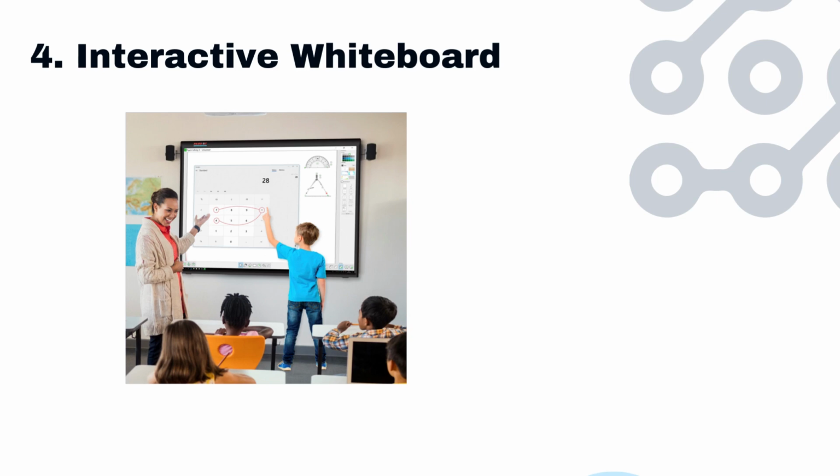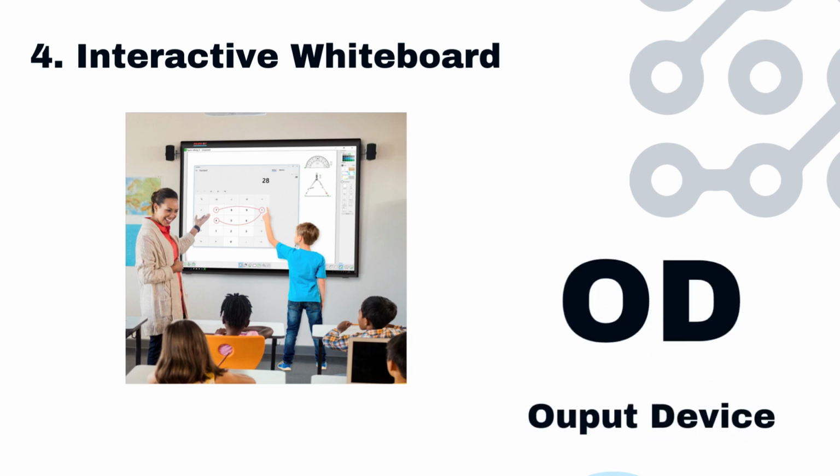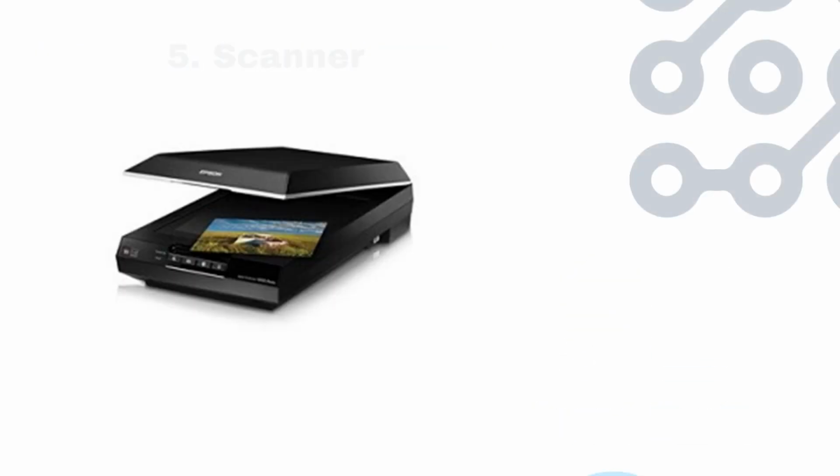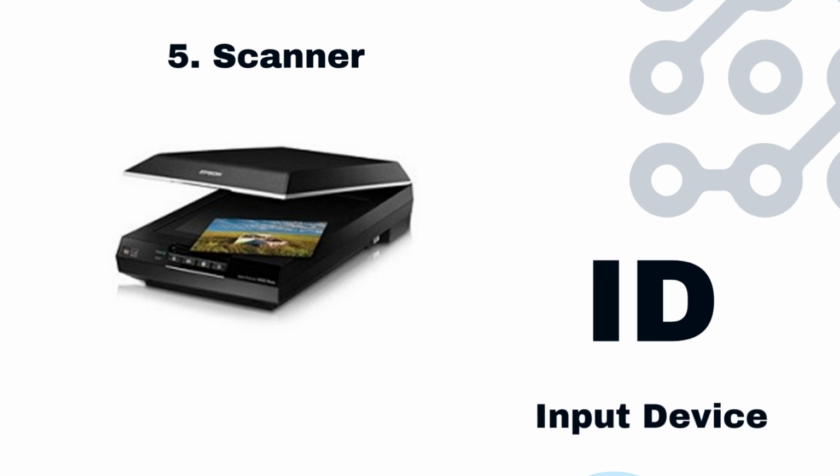How about number 4, interactive whiteboard? It is an example of output device. And lastly, we have scanner. So it is an input device. Students, how many scores did you get? I am sure you got high score in this activity, and because of that, good job and congratulations.